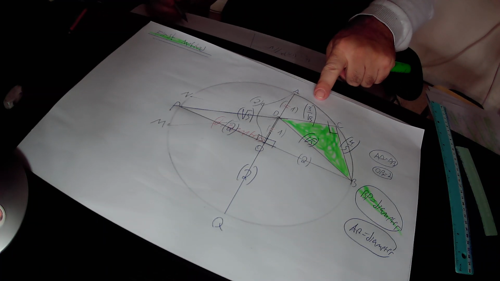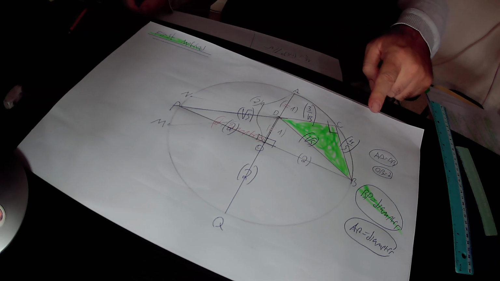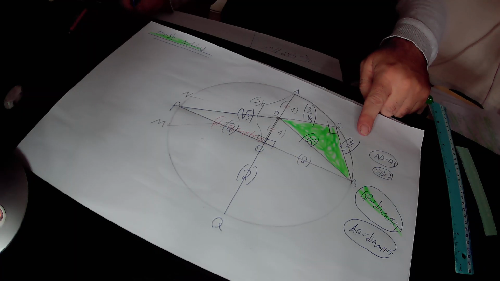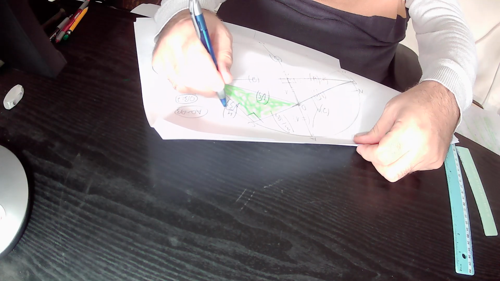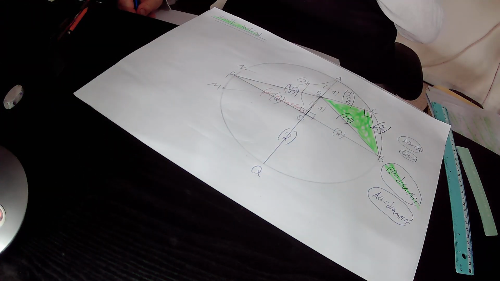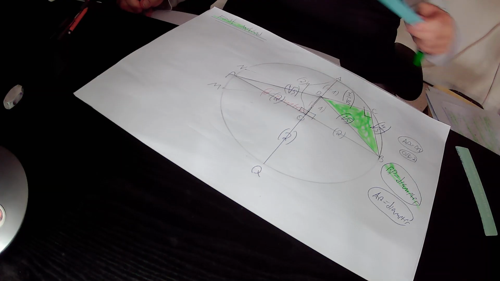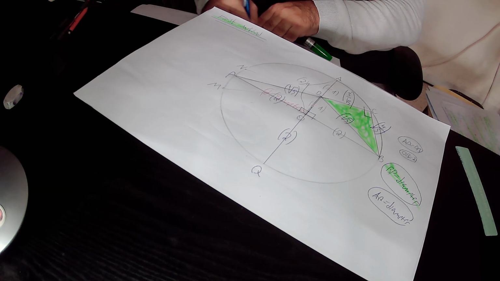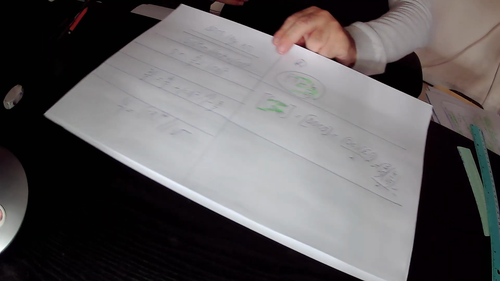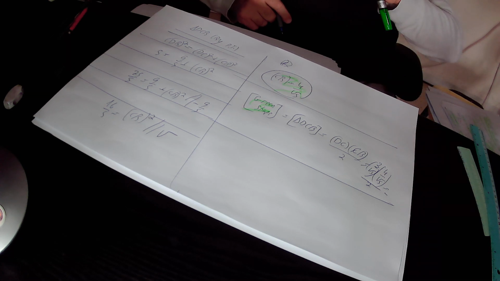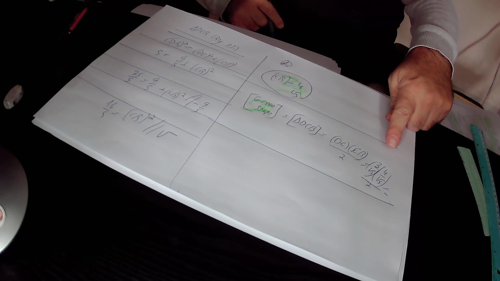The base DC equals 3 over square root of 5 units in length, times the height CB. The height CB equals 4 over square root of 5 units in length. Divided by 2. So in total, we have found that the area that we are looking for in this question is equal to the value of this expression. So what is the value of this expression?